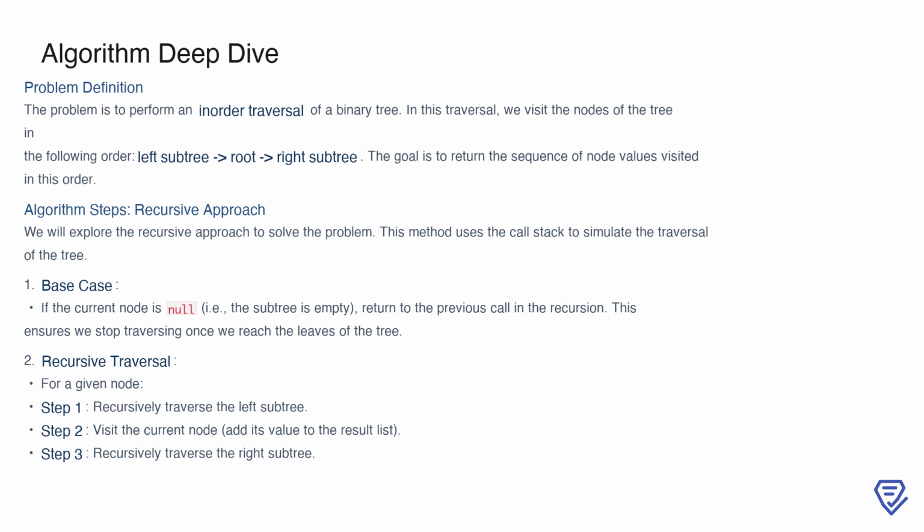To solve this, we will explore a recursive approach that uses the call stack to simulate this traversal process. The algorithm breaks down into 3 key steps. Second, for any given node, we recursively traverse the left subtree, visit the current node and add its value to our result, and then move on to recursively traverse the right subtree. This ensures we follow the left, root, right order at every step.